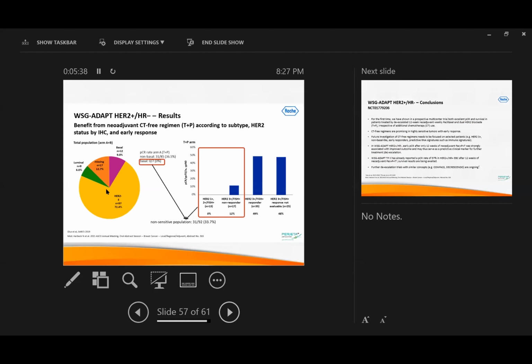In this subgroup of patients, there was just one subgroup, the basal subgroup, or the patients who were only HER2 1+ or 2+ on IHC and only FISH positive. Those patients actually didn't respond that well to this regimen. So that is something we should keep in the back of our mind if we ever consider this regimen.